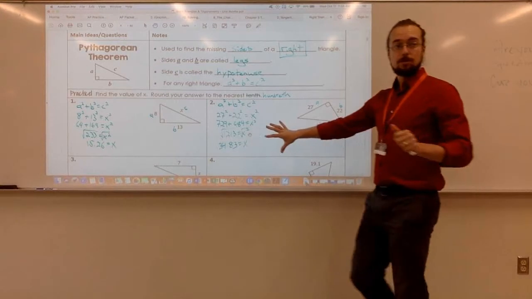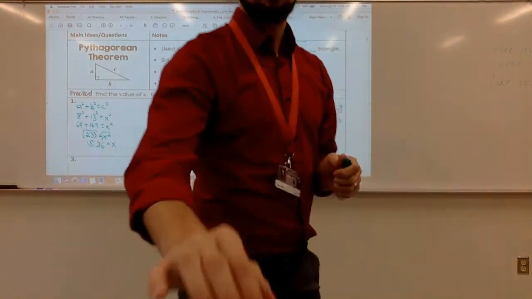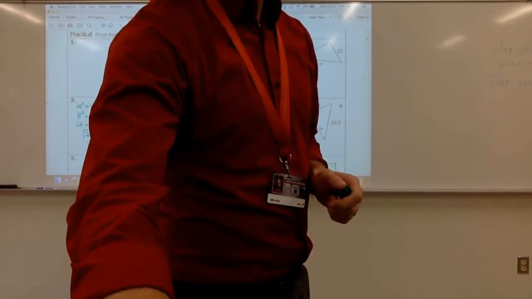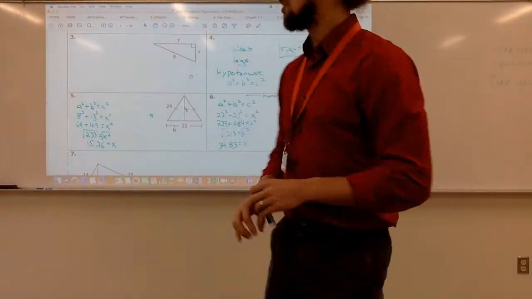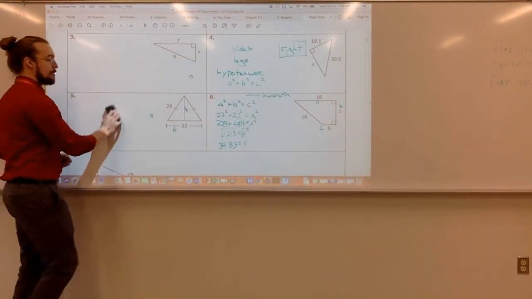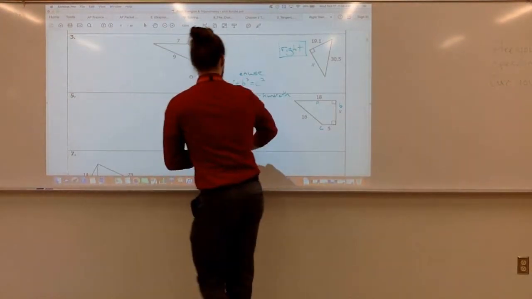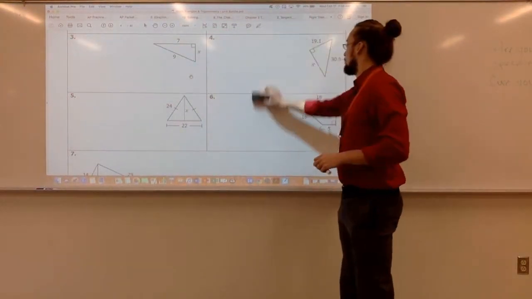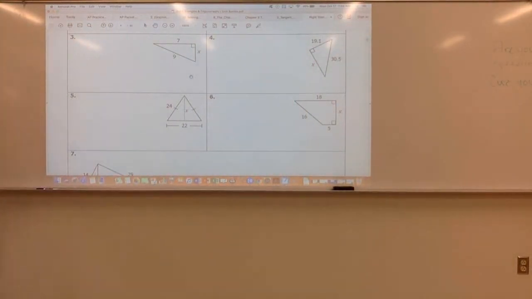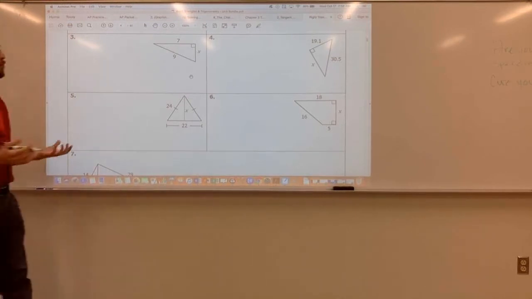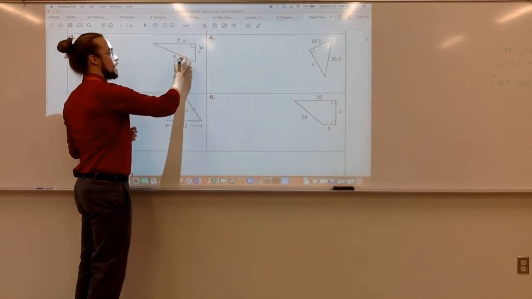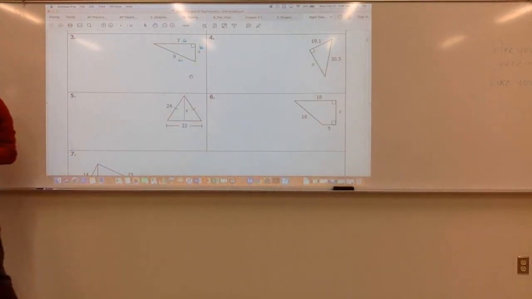All right, you feel okay with these? Let's take a look at the next couple examples. In numbers 3 and 4, we are now missing a leg instead of the hypotenuse. In numbers 1 and 2, we were missing the hypotenuse. We're going to set this up and solve the same way. We want to label our sides first. Remember, the legs are always A and B, and the hypotenuse is C.